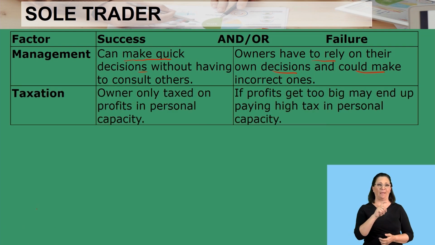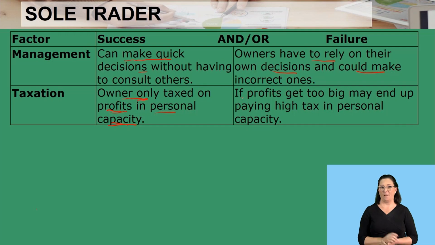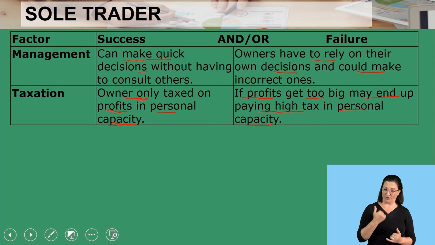When it comes to taxation, the owner is only taxed on profits in their personal capacity. The business is not taxed, but the owner is the one who's going to pay tax. What is the failure? If profits get too big, the owner may end up paying high tax in their personal capacity if the profits grow too much.